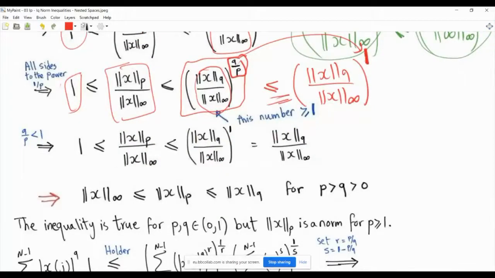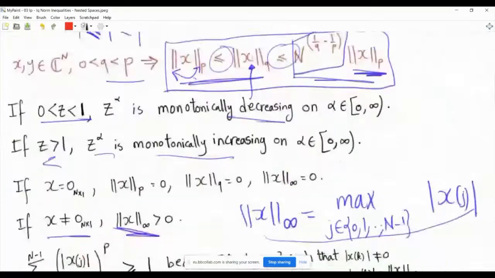You simply take this with that, and you multiply all sides by the L infinity norm of vector x, and this is what you get. So the L infinity norm is the smallest among the LP norms, less than or equal to the LP norm, less than or equal to the LQ norm. This may be extended to 0, but just note that for those to be actual norms, p and q have to be greater than or equal to 1. So this is the first inequality.